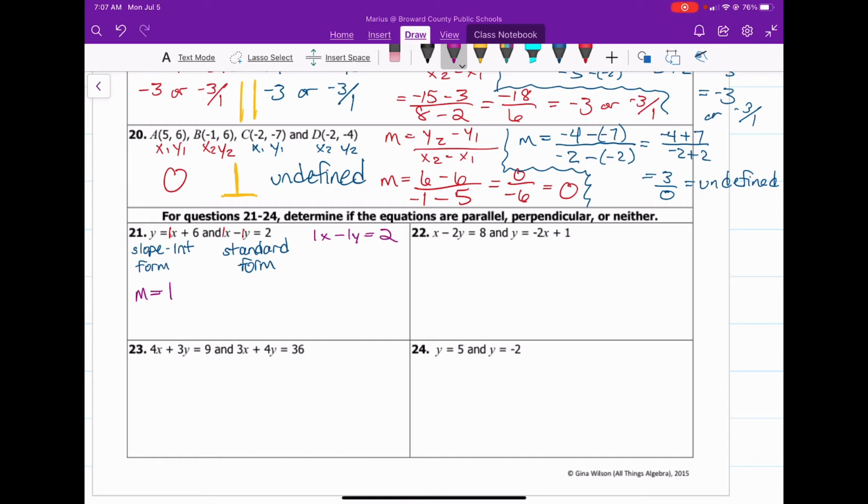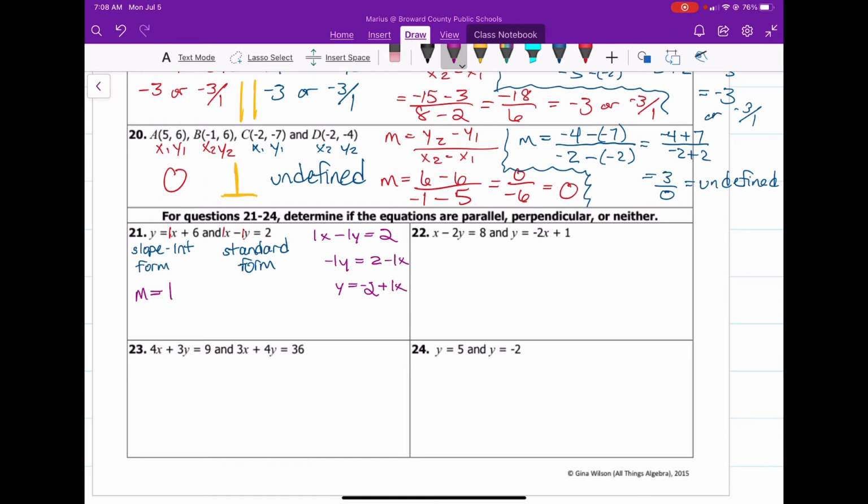So we would subtract 1x from both sides. That would leave us with negative 1y equals 2 minus 1x, right? And then we would divide everything by negative 1, where y equals negative 2, because 2 divided by negative 1 is negative 2. And negative 1x divided by negative 1 would become positive 1x.